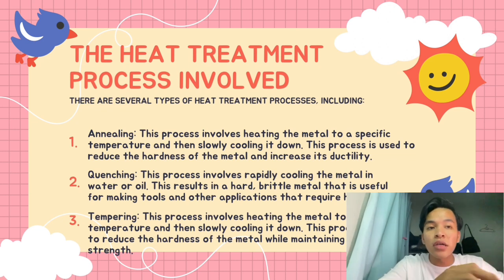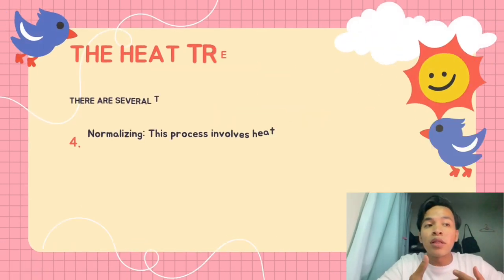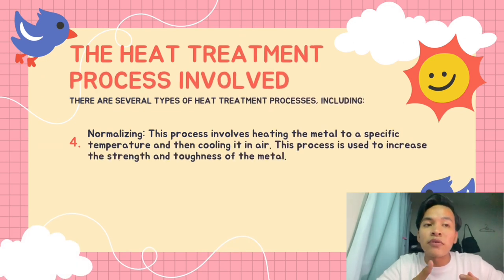And the fourth and last one is normalizing, which involves heating the metal to a specific temperature and then cooling it in air. This process is used to increase the strength and toughness of the metal.